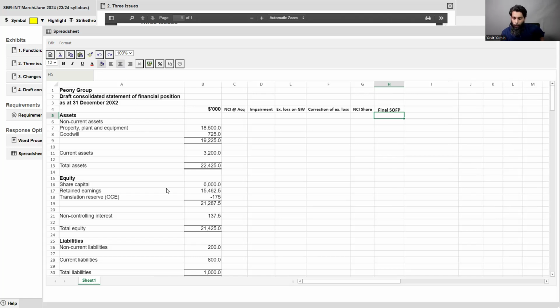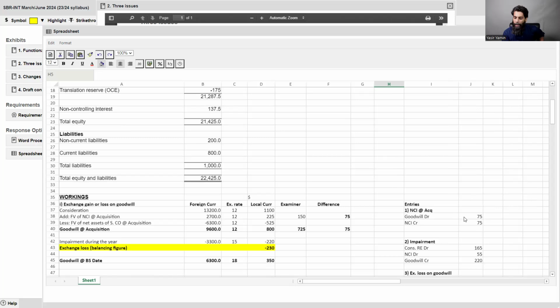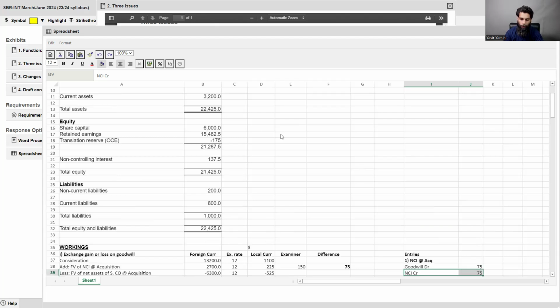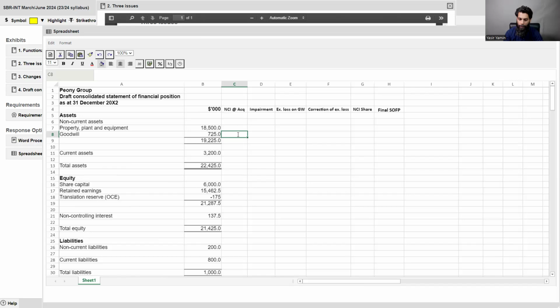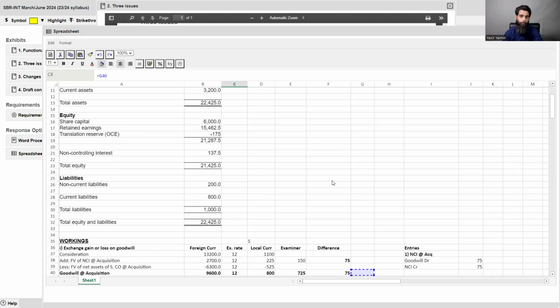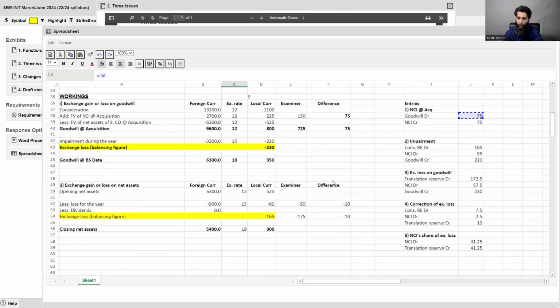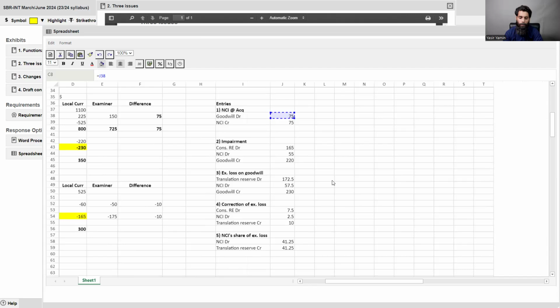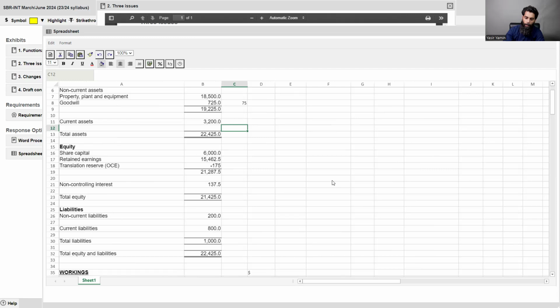The first adjustment was to increase your goodwill and increase your NCI simultaneously. We'll start doing this. We will increase our goodwill. My strategy on solving questions is, I always link it. So type equals, go to the relevant cell by moving your cursor, and just make this adjustment. Increase your NCI as well by the same amount.